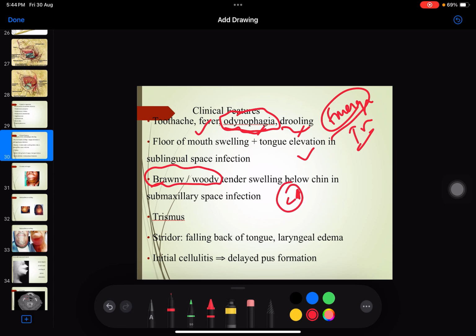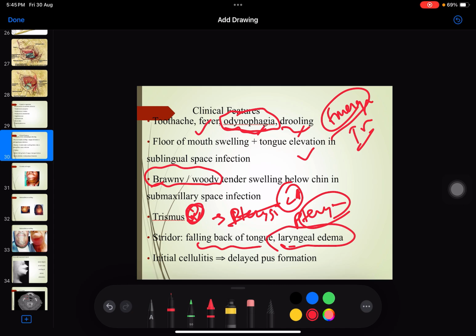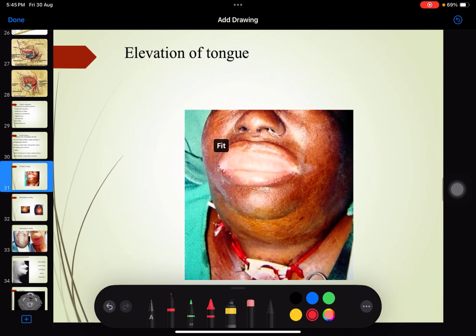So whenever we talk about the other features, it's basically trismus. Why is trismus an important feature? It's because of the involvement of the pterygoid muscle. And stridor is basically because of the falling of the tongue towards the back. Okay, there can be laryngeal edema. And let's talk about, so this is the elevation of the tongue.